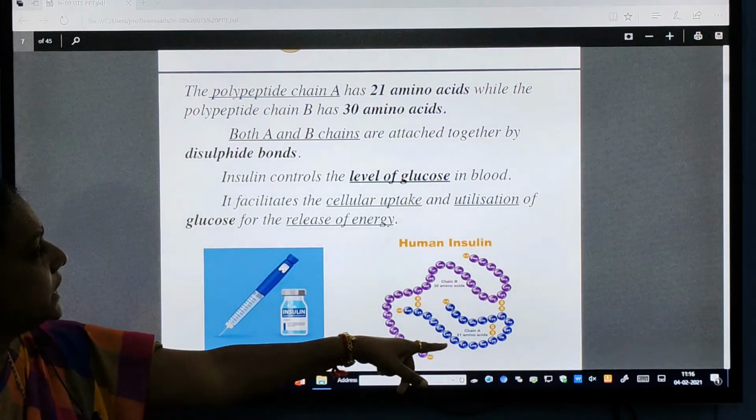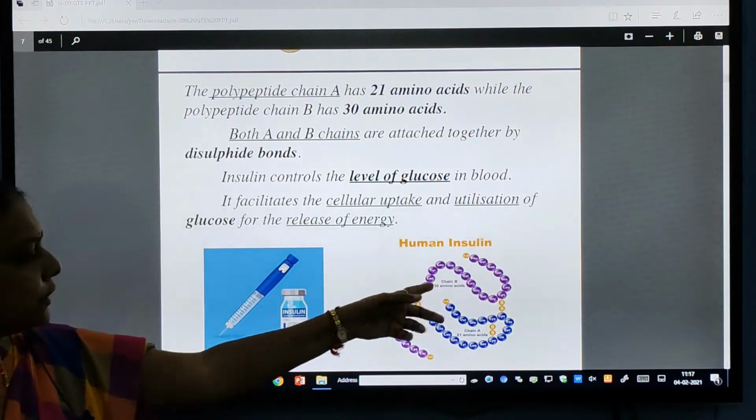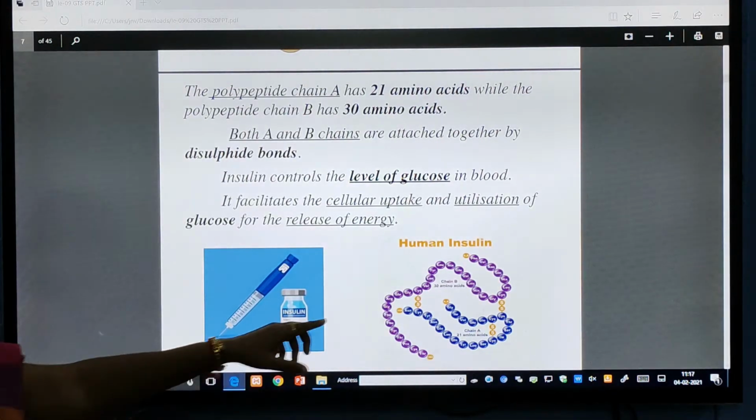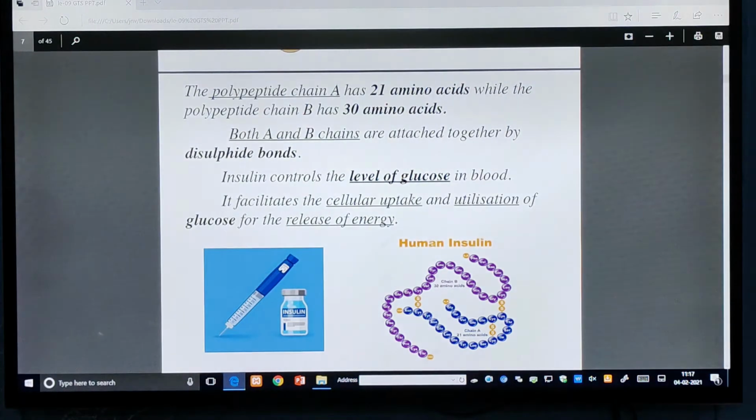So here this A chain is formed of 21 amino acids, and the polypeptide chain of B is formed of 30 amino acids. So both are held together by disulfide bonds. Disulfide means two sulfide bonds. Okay, so what is the purpose of this insulin?